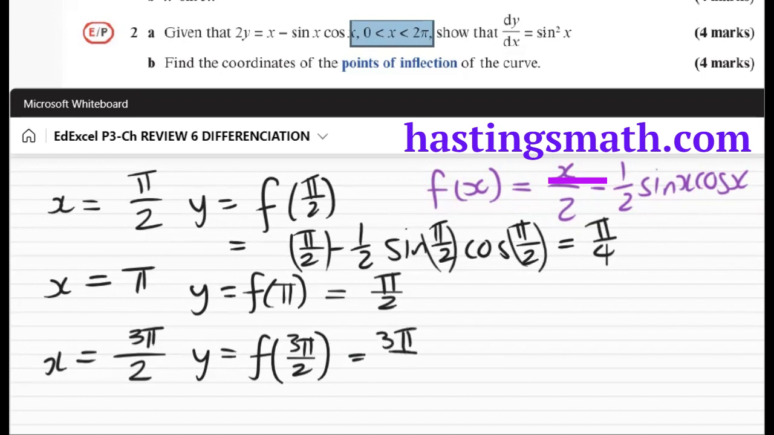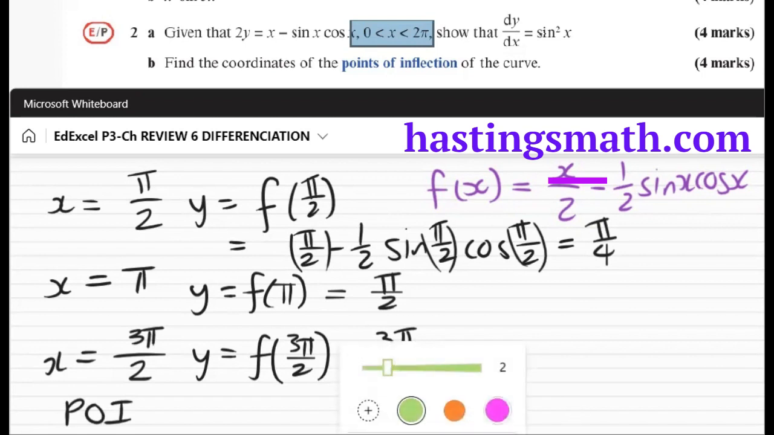Okay. So what I have proved so far is our possible points of inflection. Our possible points of inflection are, let's take a look.